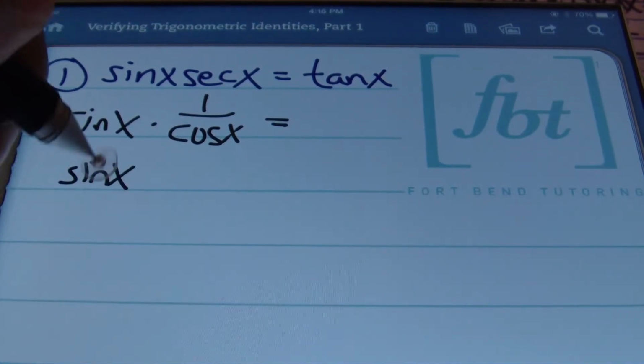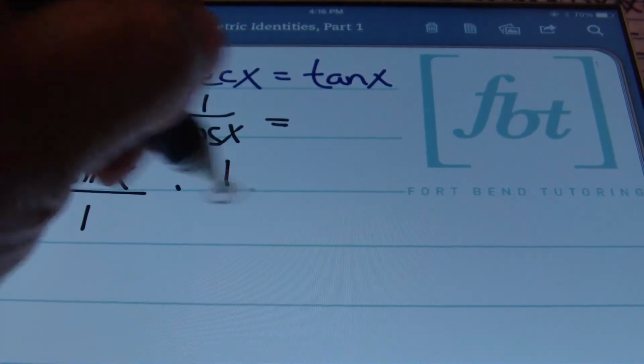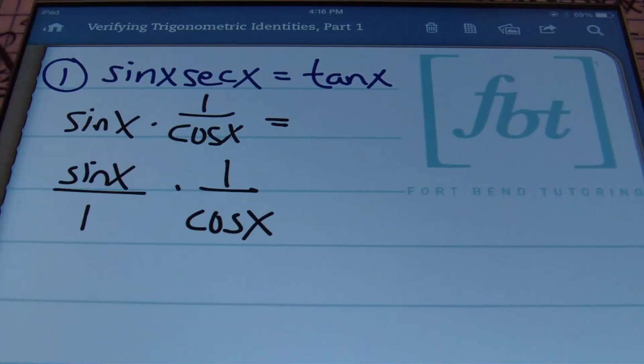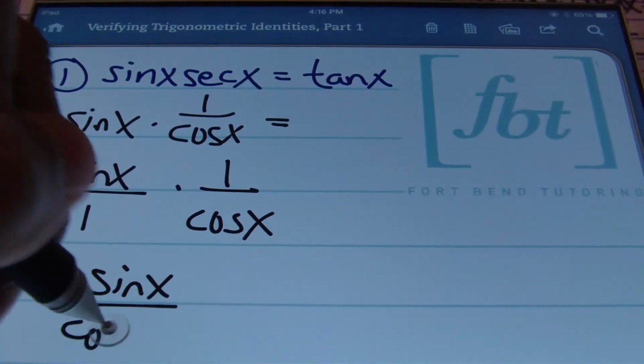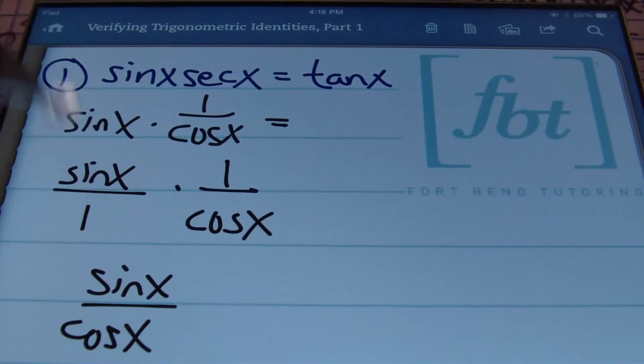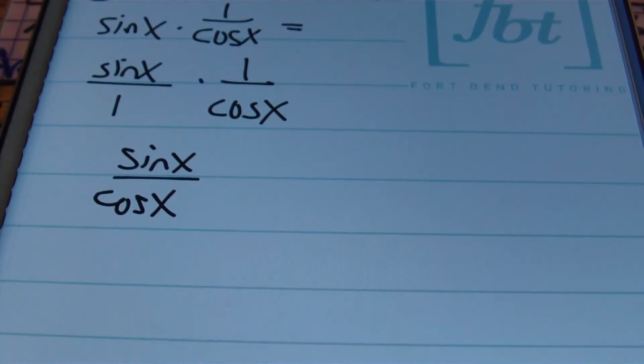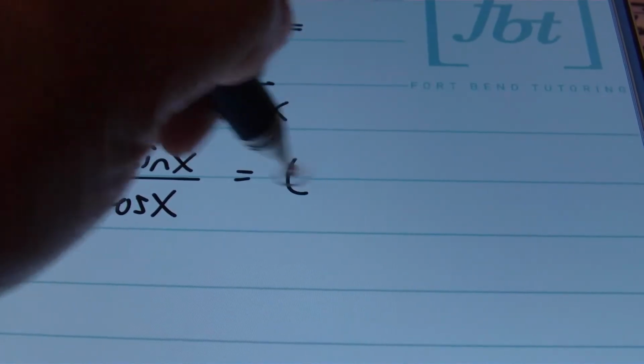All right, and this is what I have thus far, and I can also show that sine x can be written over 1, right? Okay, and then I'll multiply that times 1 over cosine x, and so I'll end up with, multiplying straight across, sine x over cosine x. Well, it just so turns out, ladies and gentlemen, that sine x over cosine x is tan x.